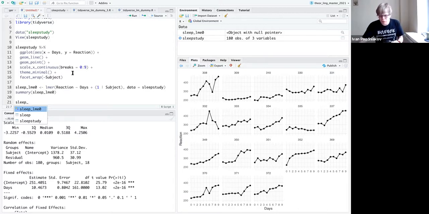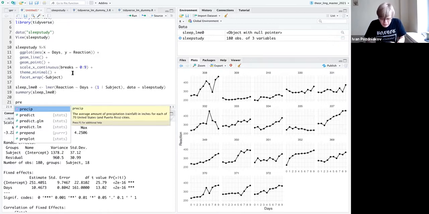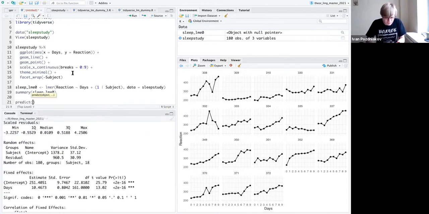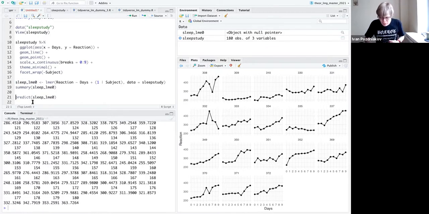Let's first visualize the data. So what does this model that we created actually mean? To find it out, we can use the function predict. What it will give us is something like an estimation for individual regression lines. So let's visualize it. By sleep.